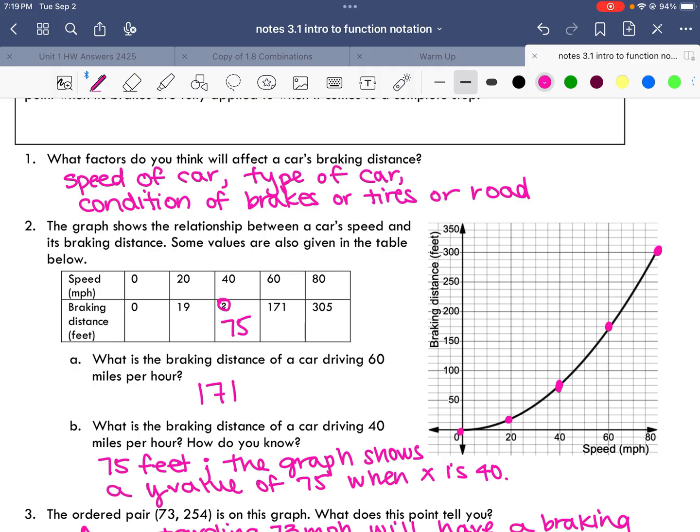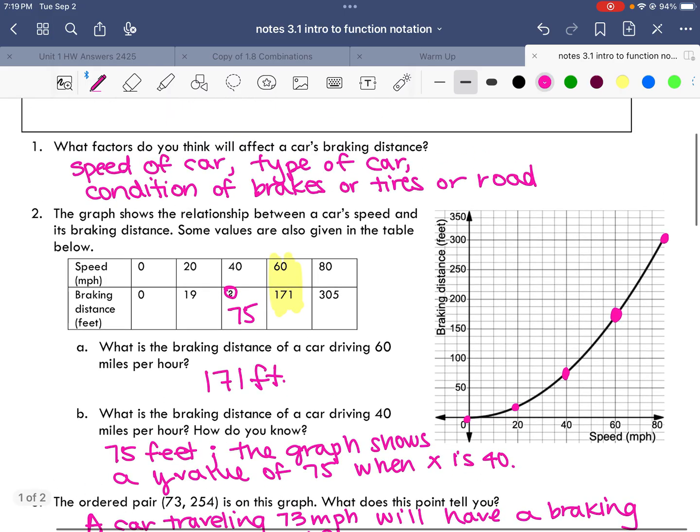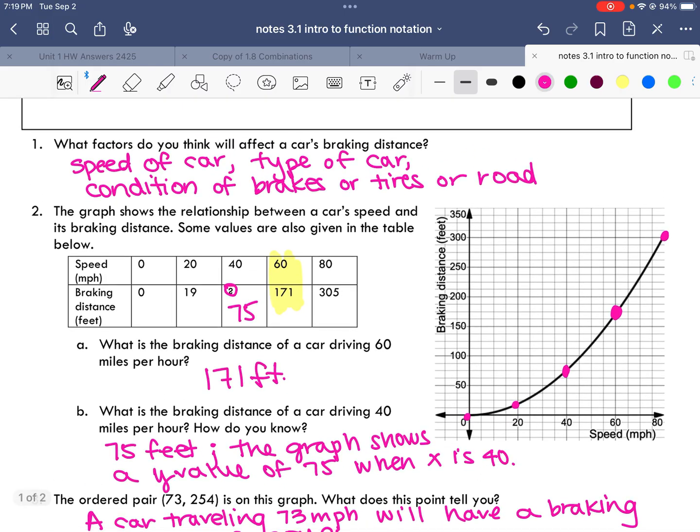So then we're just going to answer some questions about that. So what's the braking distance of a car going 60 miles per hour? Again, you could have figured that out from looking at this right here. So 171 feet. Or you could have figured that out from looking over here at the graph. If I come over to 60, looks like they're saying 171. What's the braking distance for 40 miles per hour? And again, you had to make an estimate of this because 40 originally was not in the T-chart. I went ahead and said it looked like about halfway between 50 and 100. So we're going to say 75 feet.